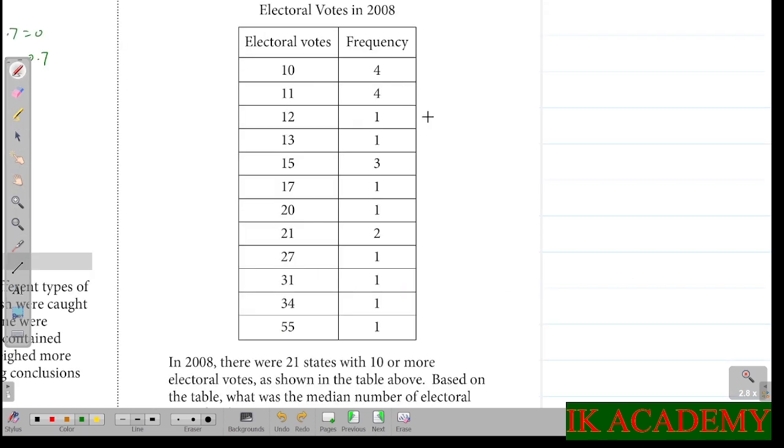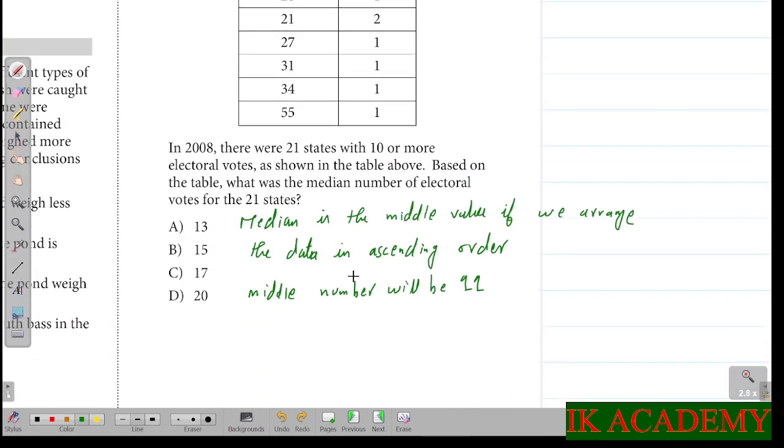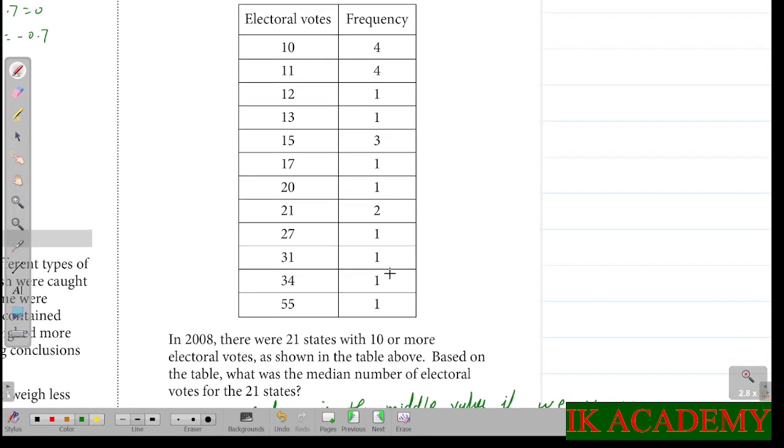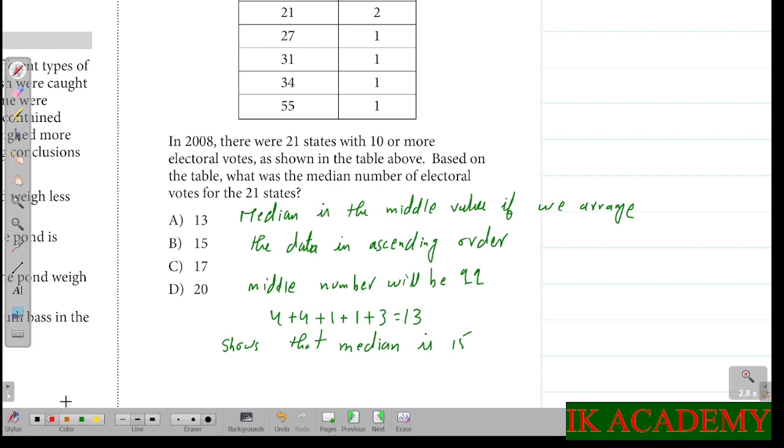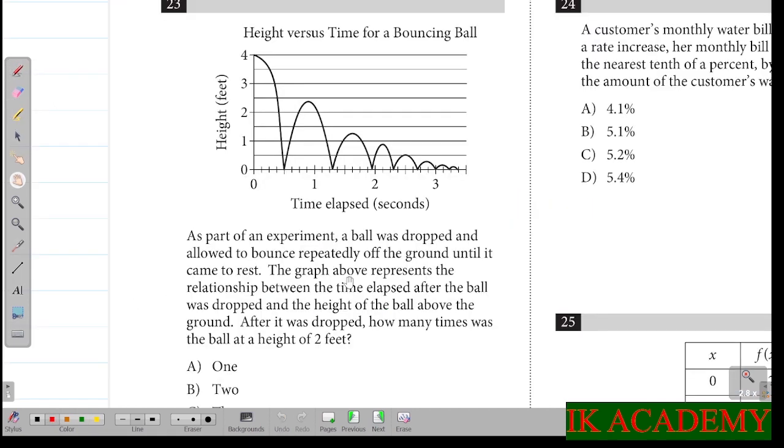We can write 4 plus 4 plus 1 plus 1 plus 3, which will be equal to 13. Shows that median is 15 because the number 11 is occurring in front of the 15 electoral votes. So 15 is the correct answer, which is option number B.